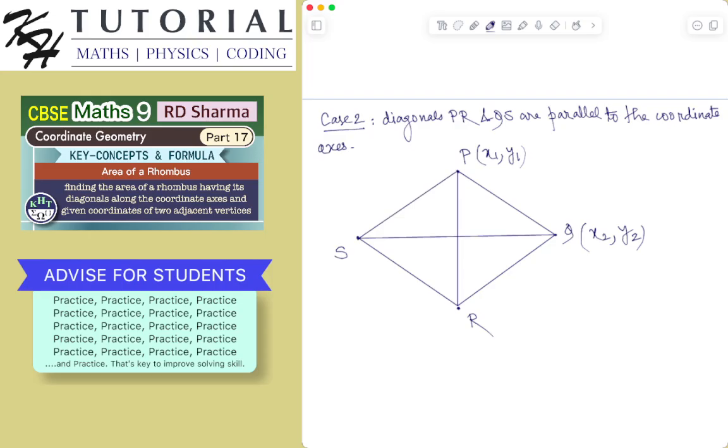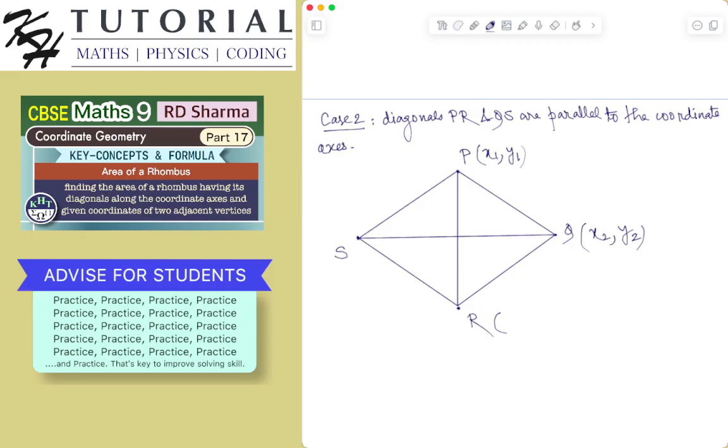Okay, so now definitely the coordinates of the points P and Q will be such that the diagonals of the rhombus will be parallel to the coordinate axes. Specifically, just for the sake of discussion, I have considered the diagonal PR parallel to the y-axis and the diagonal QS parallel to the x-axis. Then what will be the coordinates of the other two vertices R and S?